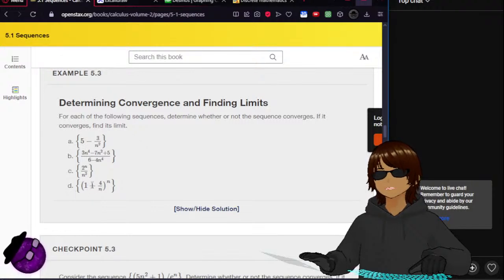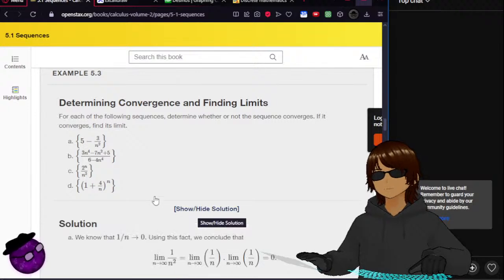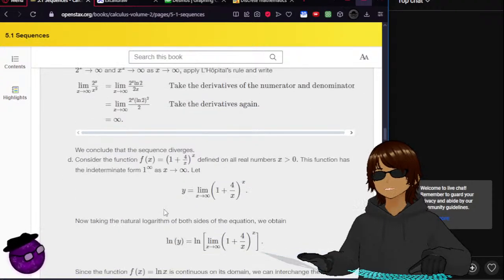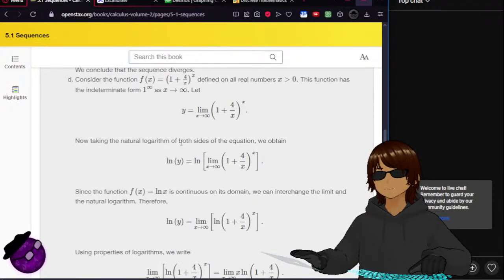This is an indeterminate form of 1 to the power of infinity. Minus 3 over 4, this diverges. n to the power of infinity. So ln.